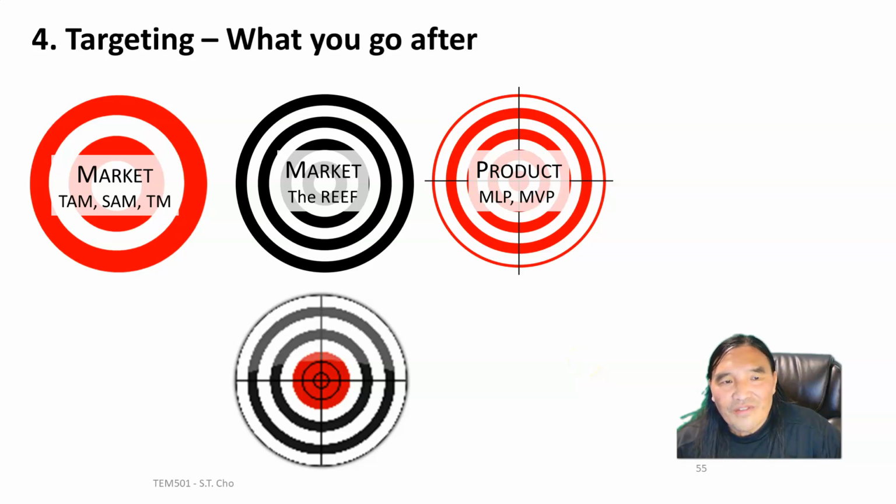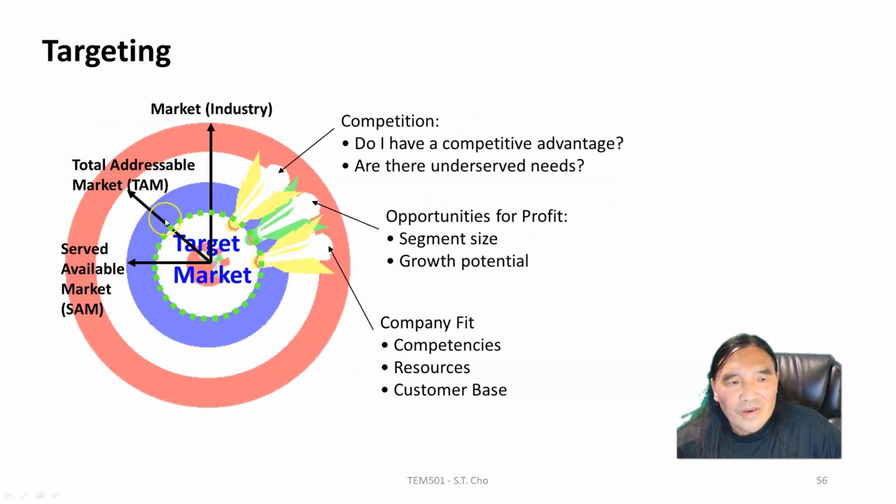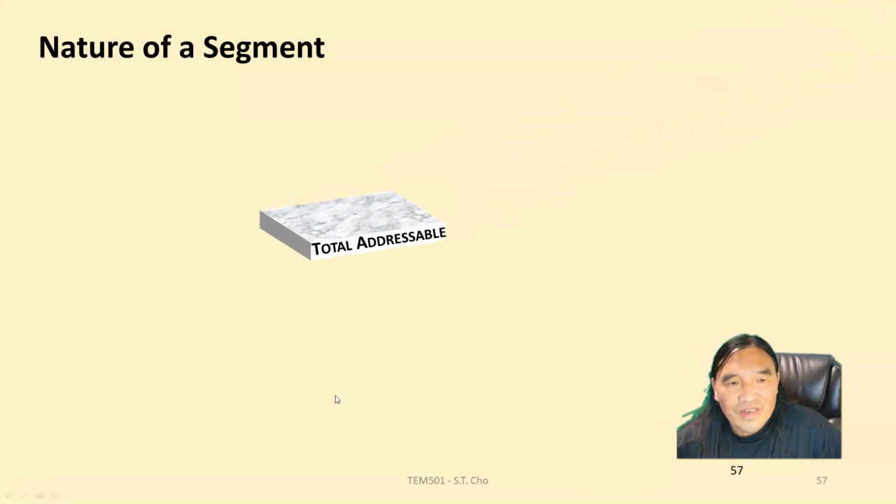Targeting is who do you go after? And so in targets, there's the TAM, SAM, and total market, meaning the total addressable market. Those are all the people who would be interested in your product. Your specific address market are people you can reach, and your target market is the segment that you can go after. And so here it is. The entire market is the industry, your addressable market, your served available market, and finally your target market. And your target market's what you sign up with.